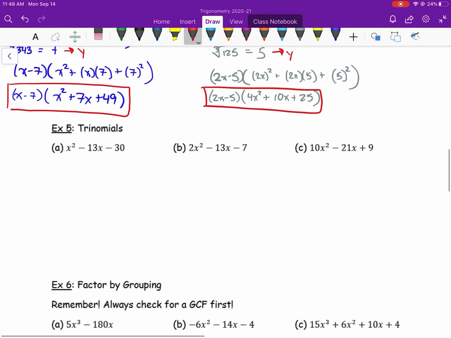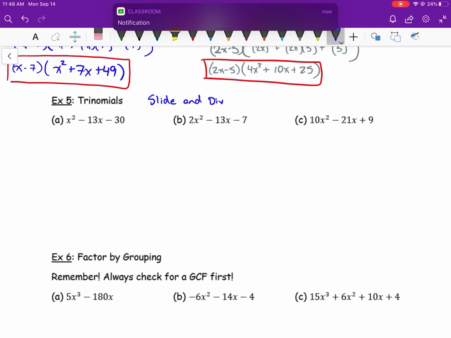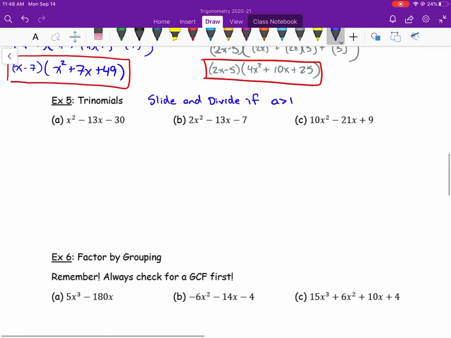All right, now move on to stuff we're used to seeing, our trinomials. All right, I like to do what's called the slide and divide method, and that's when you have, so slide and divide, if a is greater than 1. All right, so what I'm going to do is multiply and take first times last. I'll list my factors of 30: 1 and 30, 2 and 15, 3 and 10, 5 and 6.